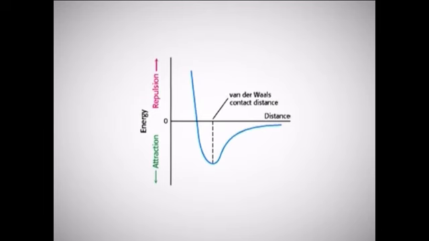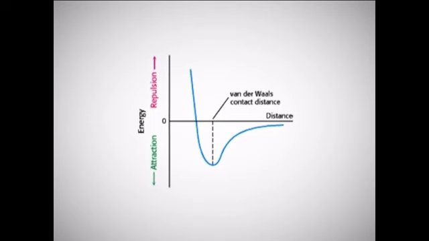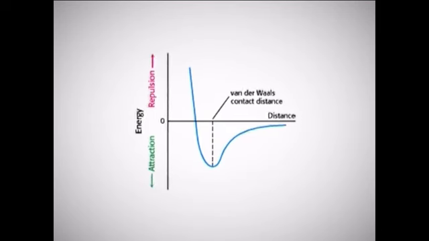The resulting attraction between two atoms increases as they come closer to each other until they are separated by the van der Waals contact distance. At a shorter distance, very strong repulsive forces become dominant because the outer electron clouds overlap.